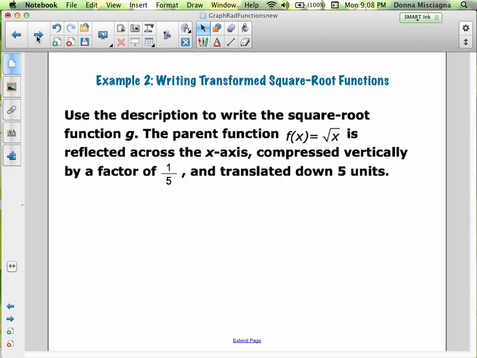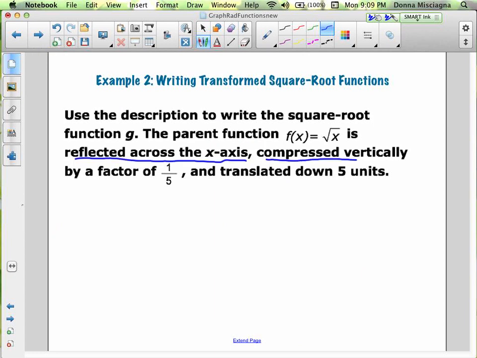This time we don't have spaces. We'll just write everything down. All right, so we want to use the description to write the square root function g. The parent function f of x equals the square root of x is reflected across the x-axis, compressed vertically by a factor of 1/5 and translated down 5 units. All right, so now let's write our equation.